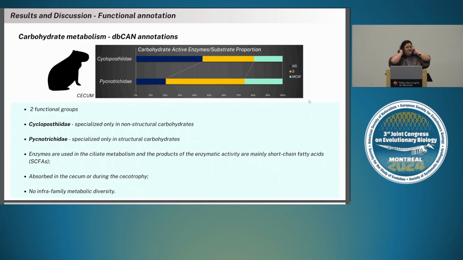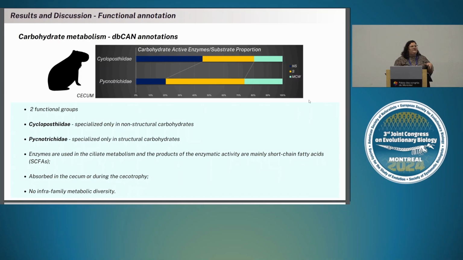Taking into account these environments in a more specific way, first the cecum, we could observe two functional groups within this environment, one represented by the family Cyclopodeidae, with ciliates specialized mainly in non-structural carbohydrates, and the other represented by the family Pycnotrichidae, with ciliates specialized only in structural carbohydrates.